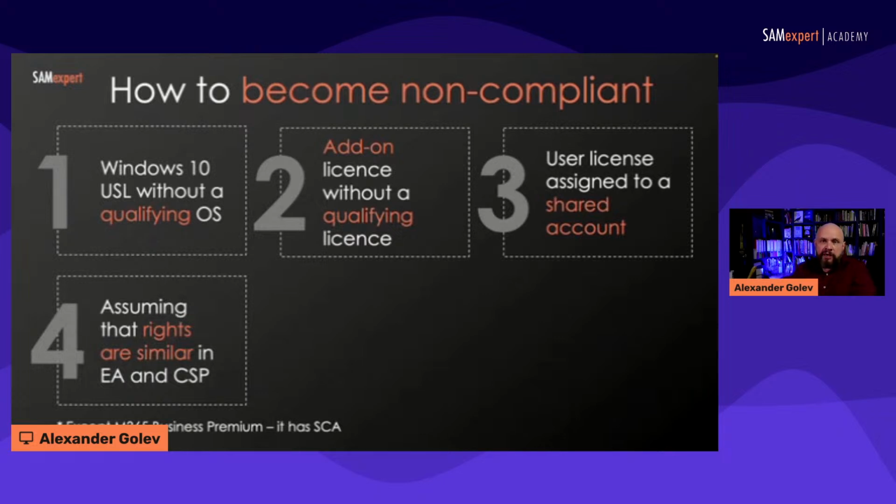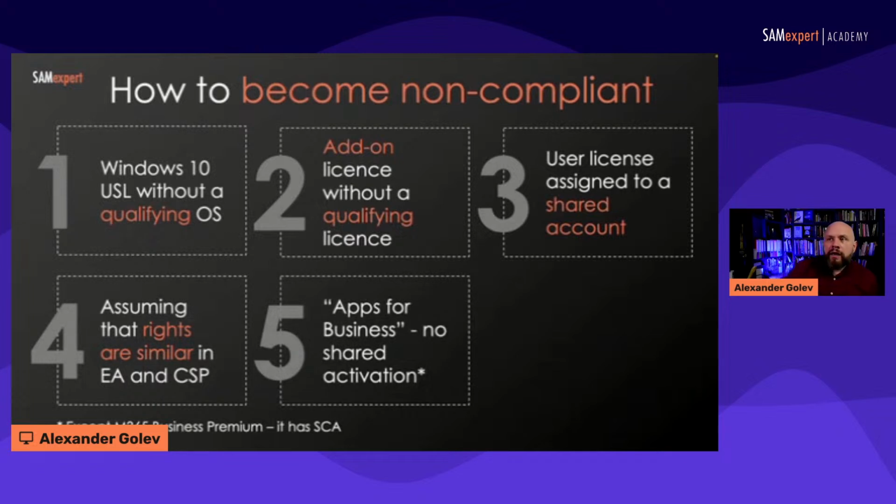So I remind you that Windows 11 and Office 365, Microsoft 365, licenses differ in these 2 channels. Licenses purchased through an enterprise agreement have more rights than same licenses purchased through CSP. Apps for business without shared activation. So you may install apps for business with shared activation, but you only have a right to do so if you bought them as a part of the business premium bundle. Only in that case.